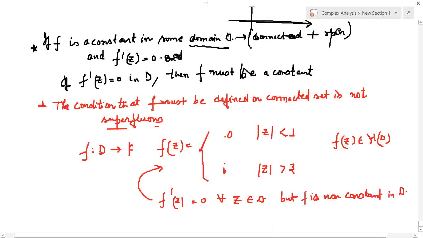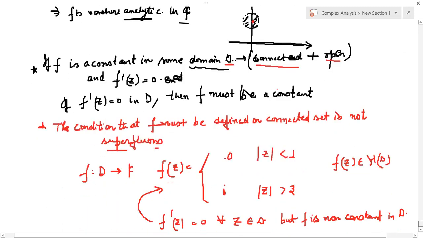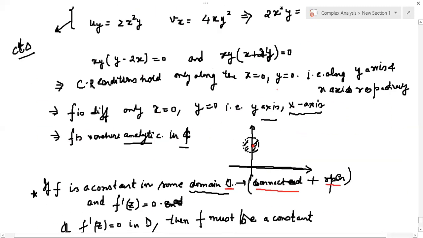So you have to remember this: if f is constant in some domain D, where by domain D I'm referring to a connected set plus open set, then if we take the derivative, f dash z is equal to 0. Or if f dash z is equal to 0 in D, then f must be a constant. We will start our lecture from this particular point in the next class. Till then, take care.